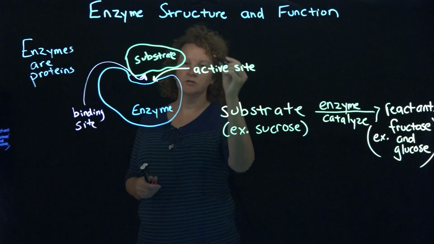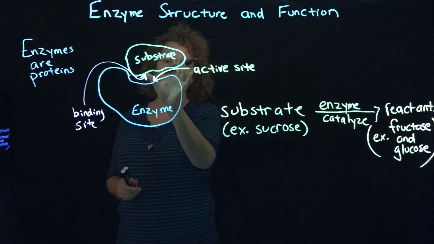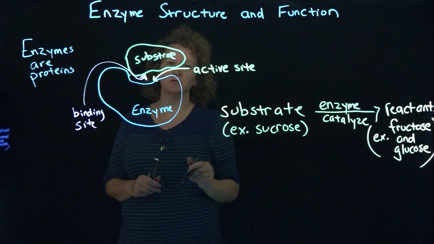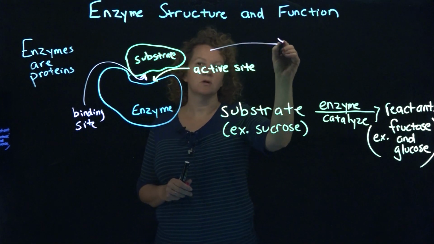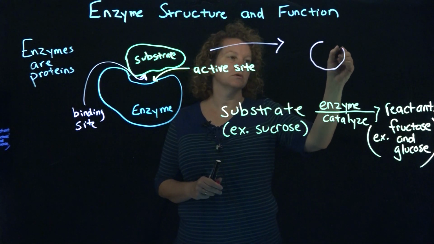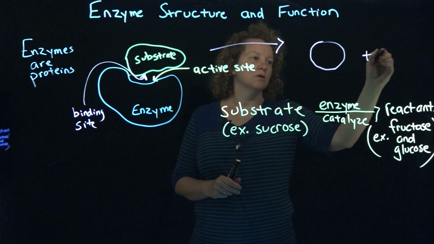In this case, you might be breaking it down because sucrose is a disaccharide, a larger molecule. You could be breaking it down into two smaller molecules. So we could be breaking it down into our glucose and our fructose.